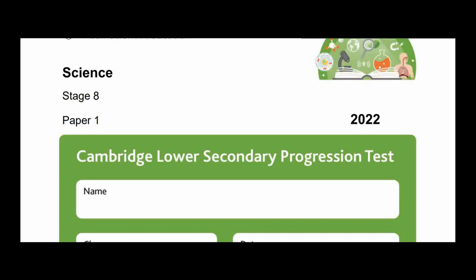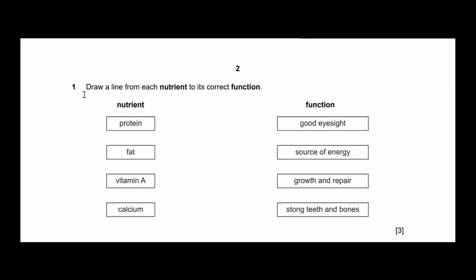Well, let's get started. Question 1: draw a line from each nutrient to its correct function. Nutrient: protein, fat, vitamin A, calcium. Function: good eyesight, source of energy, growth and repair, strong teeth and bone. You will be given 10 seconds from now to match, and after that we'll see the answer together.